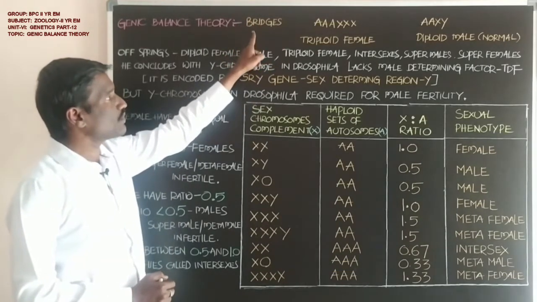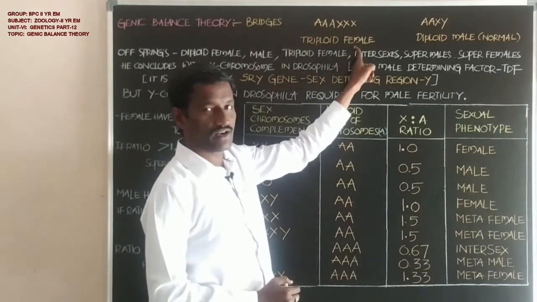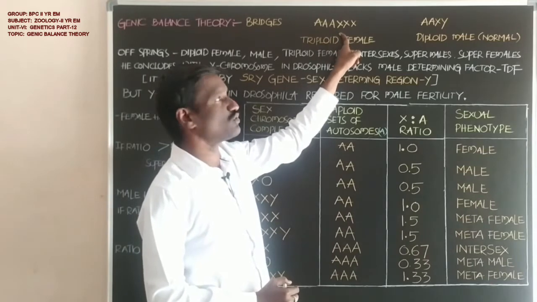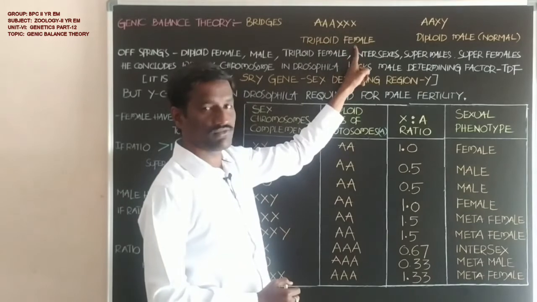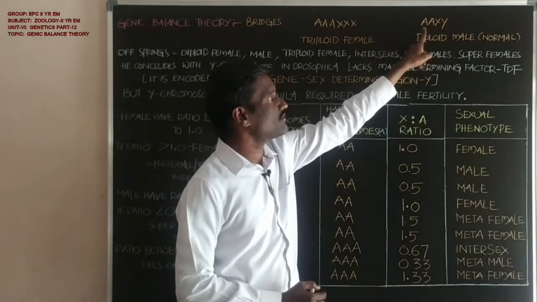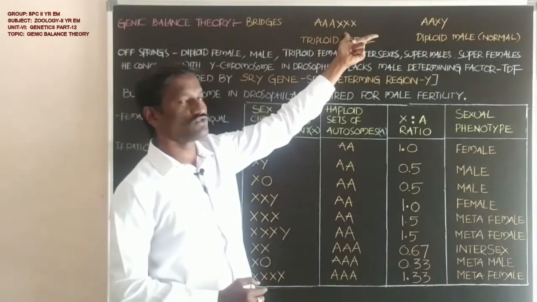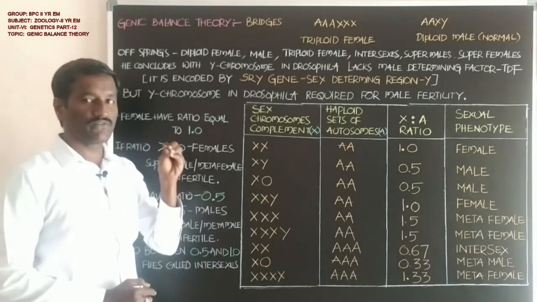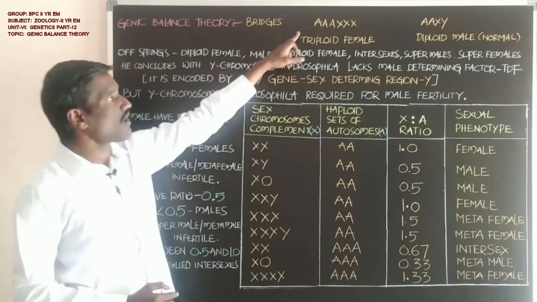Okay, he made a cross between a triploid female, having a triple set complement of chromosomes, 3 autosomes and 3 X chromosomes, and a diploid, normal male Drosophila. He got different types of individuals from this cross. Okay, observe the offspring.